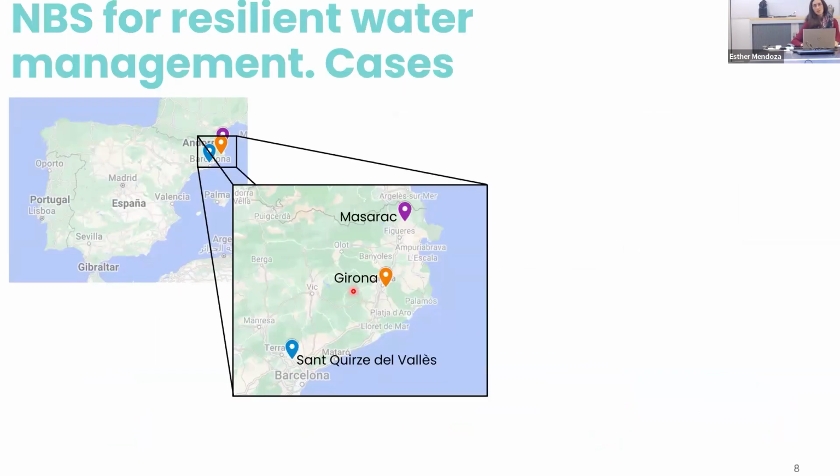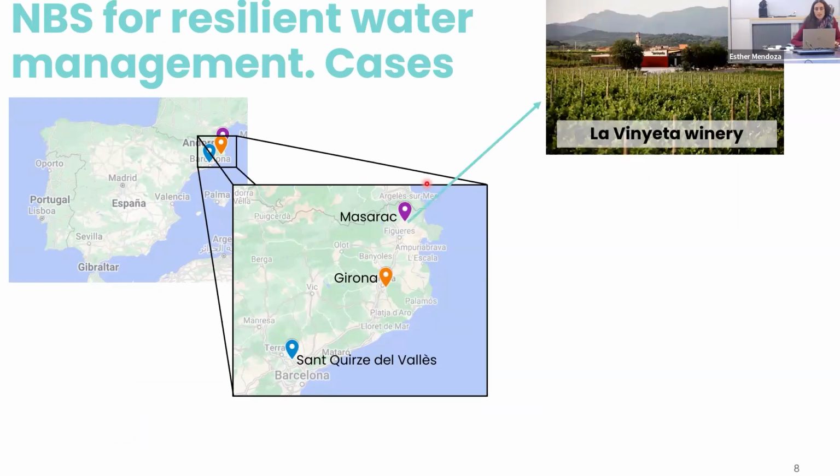So now I will show you 3 cases in which nature-based solutions are applied, and we have them around here. So we are here in Girona. And then in the north of Girona, very close to France, in a little village, there is La Viñeta Winery. This is a very nice space where they combine the production of wine. They have the vineyards here, they have the shop here, and the cellar.